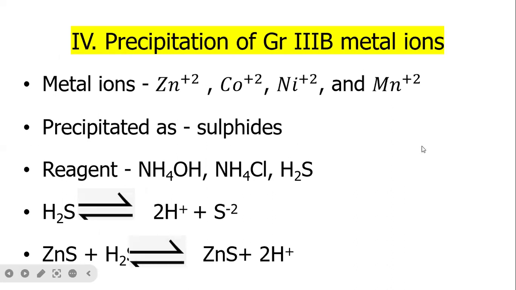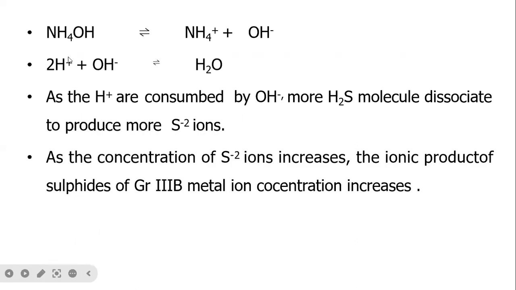Precipitation of group 3B metal ions. Group 3B metal ions are zinc, cobalt, nickel, manganese, precipitated as sulfides, with ammonium hydroxide and ammonium chloride in H2S. H2S dissociates into hydrogen ions plus sulfide ions, and with a zinc salt it forms zinc sulfide. The hydrogen ions react with ammonium hydroxide to form ammonium ions and water. The H plus ions are consumed, by which more H2S molecules dissociate to produce sulfide ions. As the concentration of sulfide ions increases, the ionic product of the sulfides of group 3B metal ions increases.